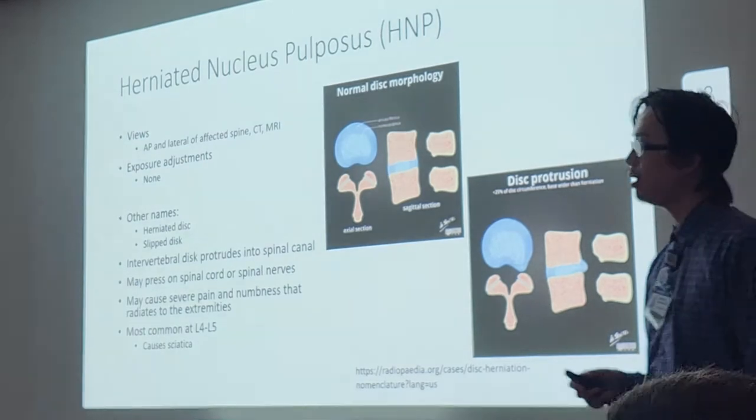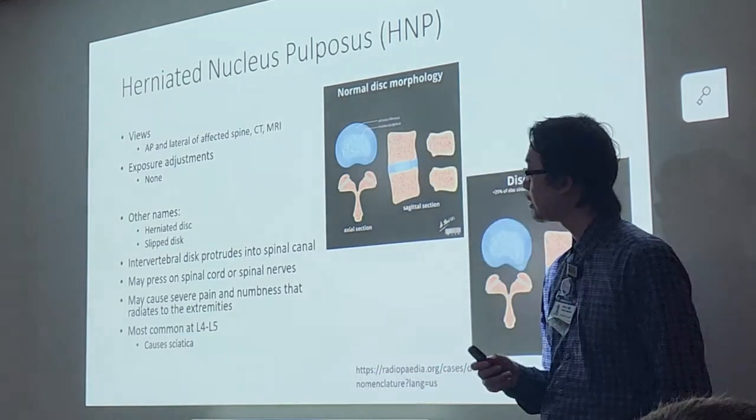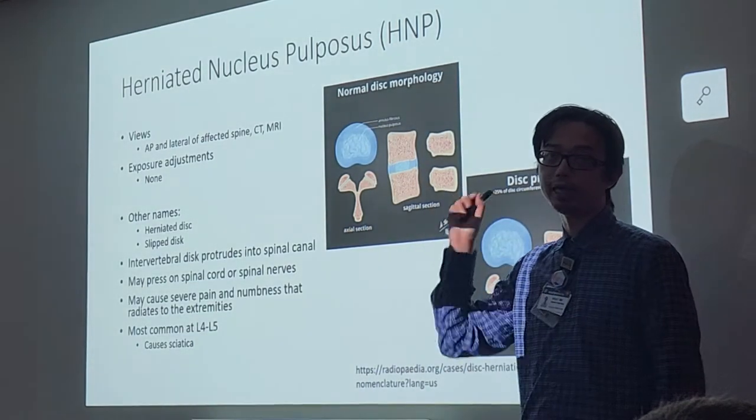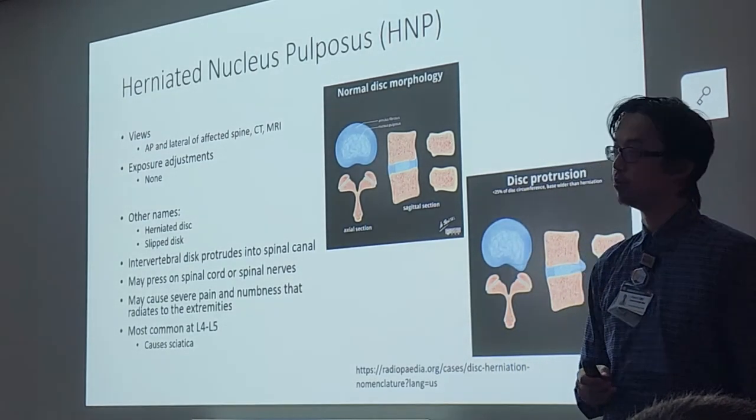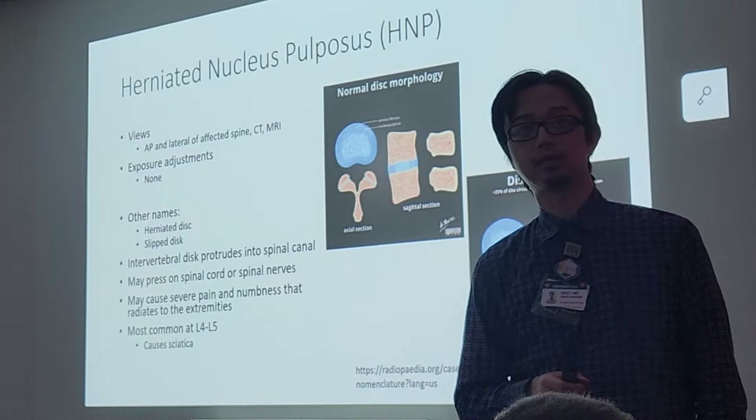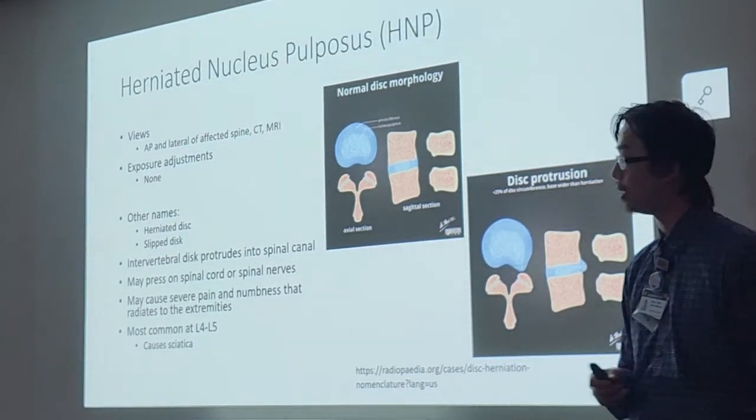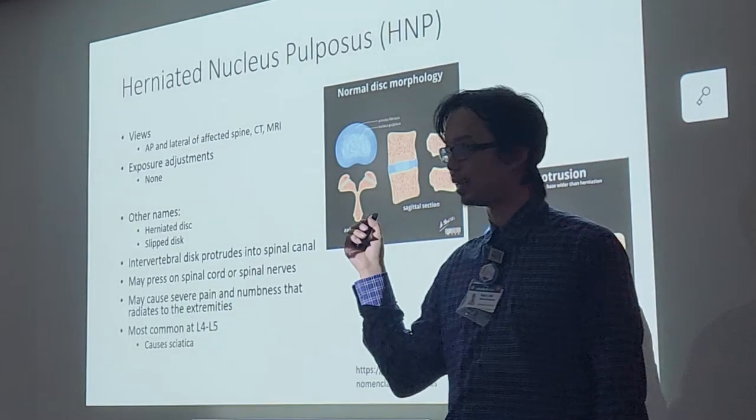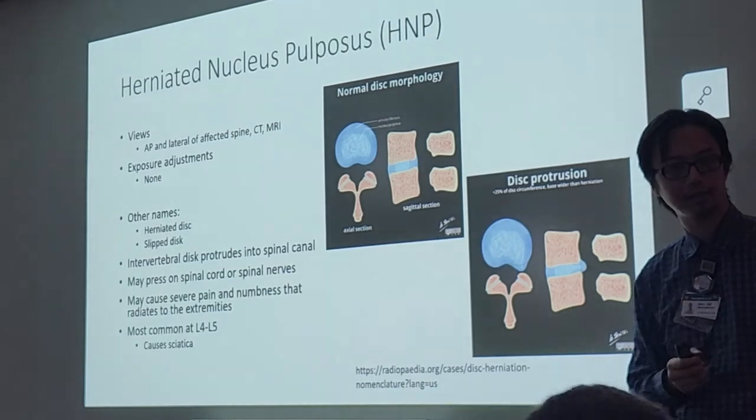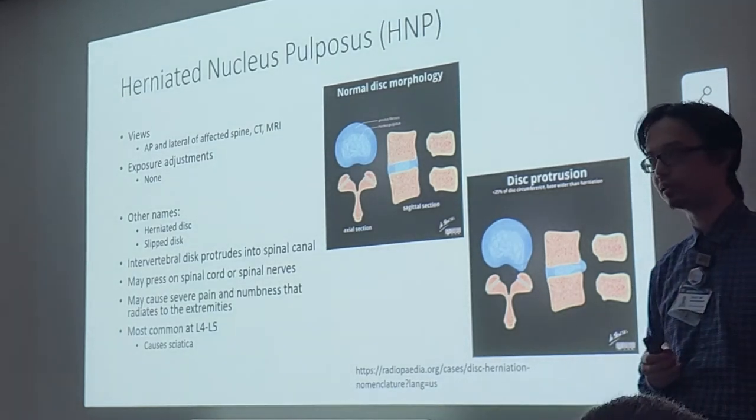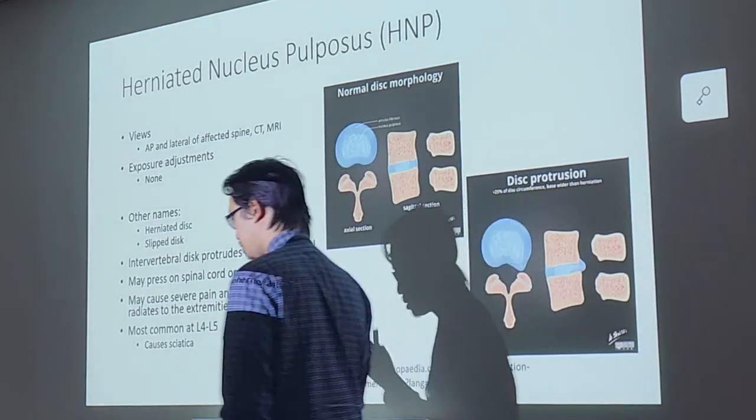All right, so that finishes off our fractures. Next up, we have HNP, herniated nucleus pulposus. The more common term for this is a herniated disc or a slipped disc. Has anyone had one, or anyone know anyone that's had one of these? No people who've had a slipped disc? So what's going on here?